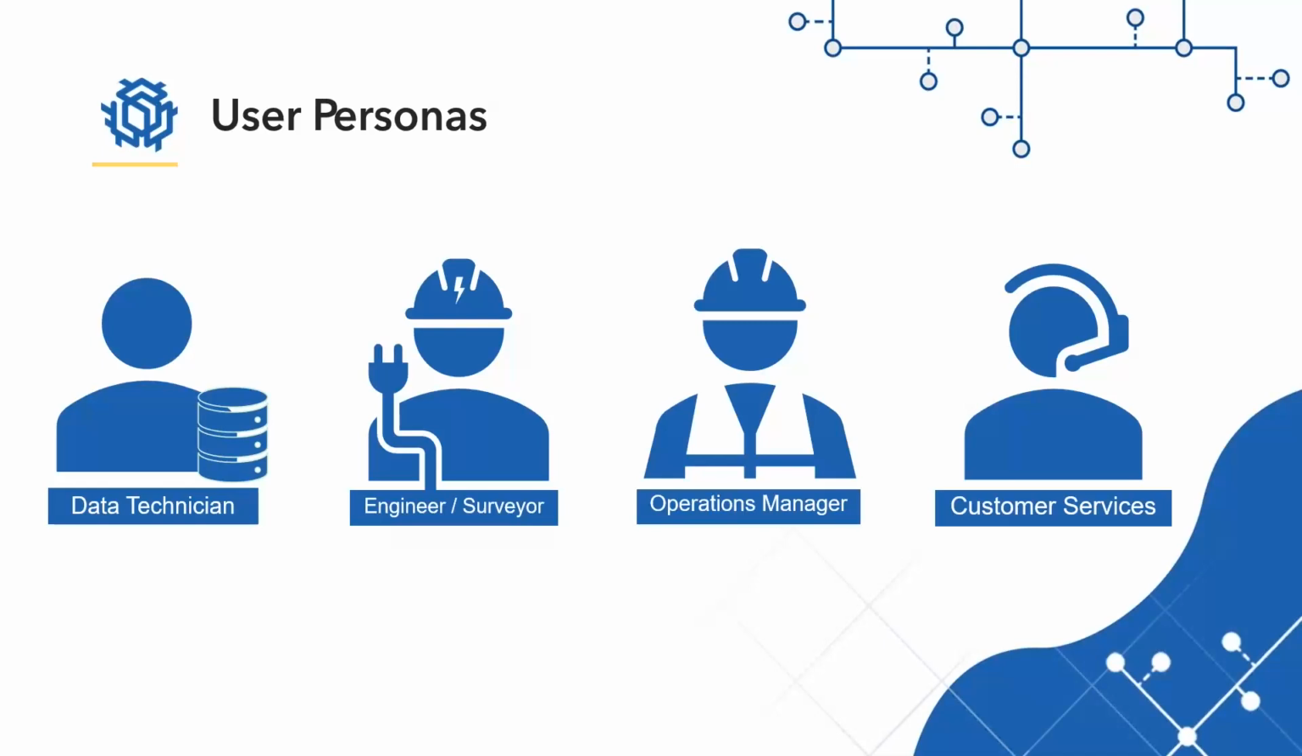So we've identified a few user personas for Utility Network Editor. We've got data technicians or network designers. They're responsible for editing and updating the network. And that's who I'll kind of be in my technical demonstration in a moment. But then we also have engineers or surveyors. They're out on site needing to maintain and survey the network. So it's really important that they can quickly locate assets and have a way to make updates to the network as they find them.